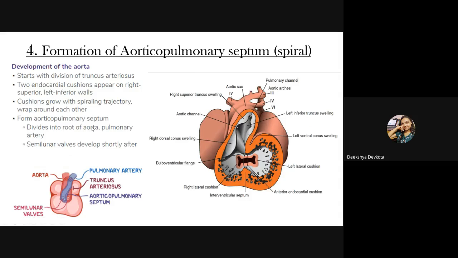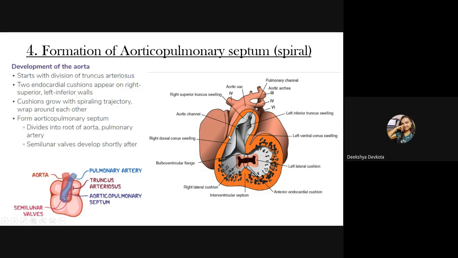Now let's talk about the aorticopulmonary septum, which is a spiral septum, and it divides our truncus arteriosus into the aortic channel and the pulmonary channel. In the truncus arteriosus, we need to know that there are two swellings: the right superior truncus swelling and the left inferior truncus swelling. The right superior truncus swelling moves distally and to the left, and the left inferior truncus swelling grows distally and to the right. That means they grow opposite to each other, so they form a spiral trajectory and wrap around each other. Eventually they fuse, and after the fusion, the aorticopulmonary septum is finally formed, and it divides our truncus arteriosus into the aortic channel and the pulmonary channel.